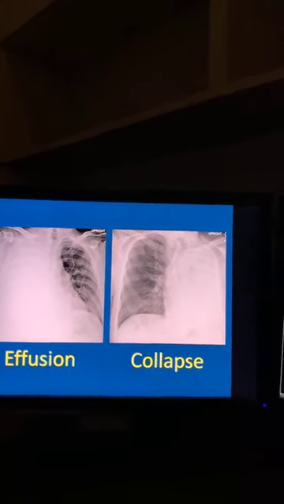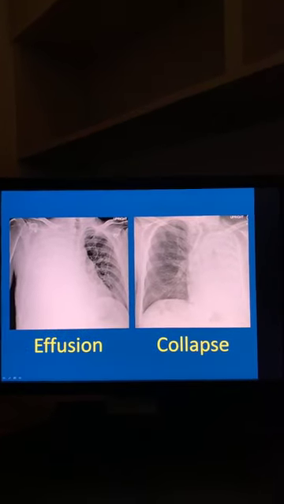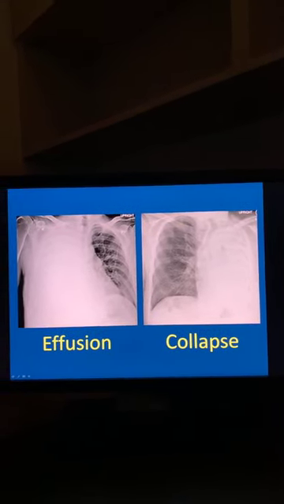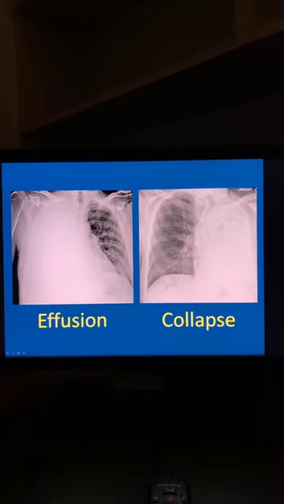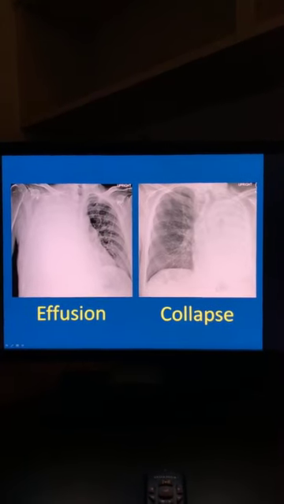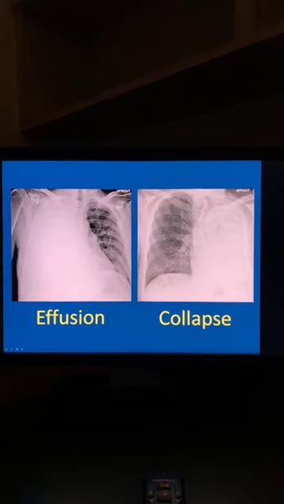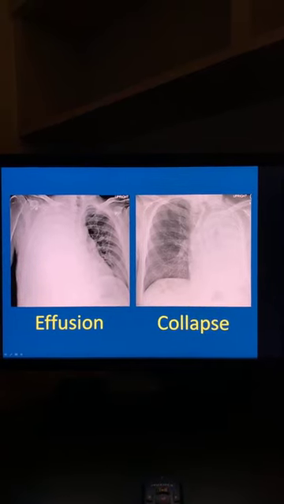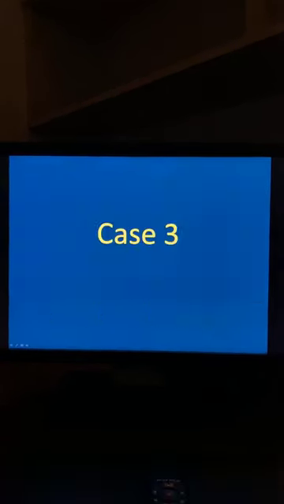If something's equivocal and you can't really tell the difference, don't just go and order a CT. Go be proactive, get the ultrasound machine, go up to your patient in the ICU, go slap the ultrasound on the patient's back and say, hey, this is fluid or this is not fluid. It's easy as that. You don't need to go down and get the CT.